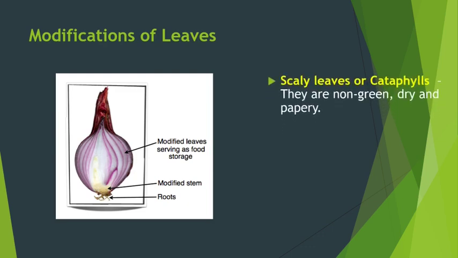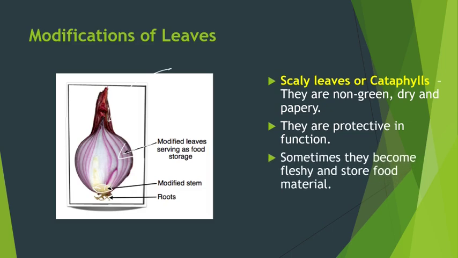The next modification is scaly leaves, also called cataphylls, which are non-green leaves. So these are modified leaves. Inside, you can see in the case of onion, this is a reduced stem. Here there is an apical bud. These are the scaly leaves which are present. Initially, the inner concentric leaves store the food and become fleshy, and the outside leaves are for protection. They are non-green, dry, and papery, and they protect the inner part. A few of them become fleshy and store the food material. So this is also a leaf modification for protection and storing food. Examples are found in onion as well as in garlic.